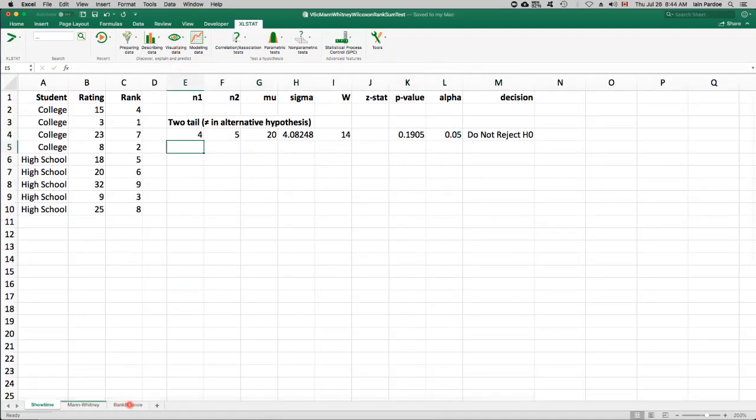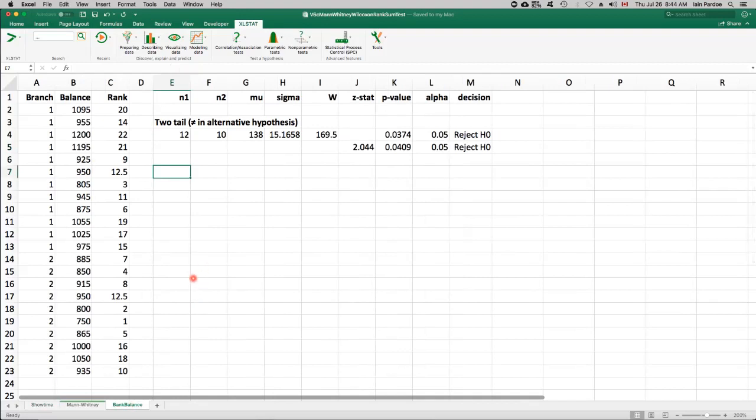Let's look at an example with larger sample sizes, because that actually allows us to use a normal approximation so we can calculate the p-value by hand. And I'll show you how that works. So we've got 12 customers from branch 1 of a bank, and these are their bank balances.